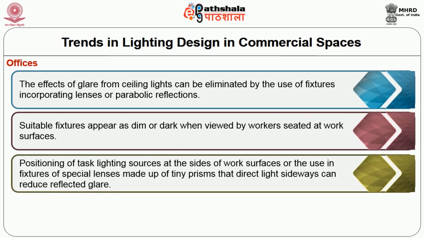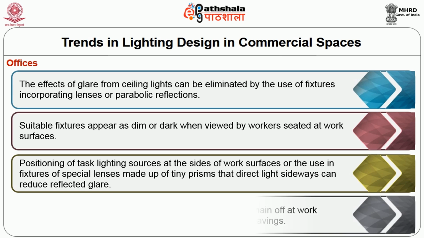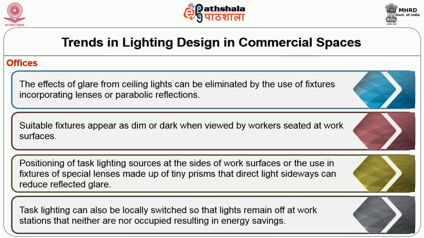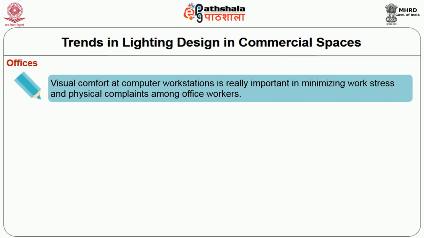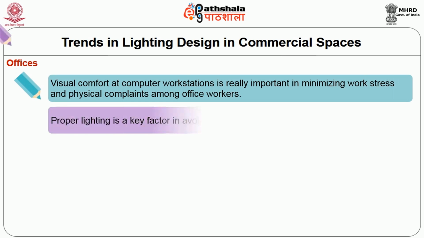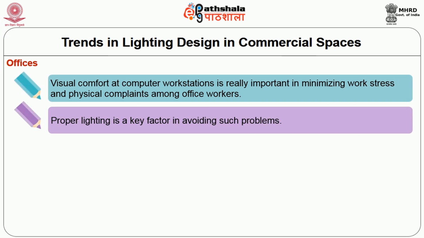Positioning of task lighting sources at the sides of work surfaces, or the use in fixtures of special lenses made up of tiny prisms that direct light sideways, can reduce reflected glare. Task lighting can also be locally switched so that lights remain off at workstations that are not occupied, resulting in energy savings. Visual comfort at computer workstations is really important in minimizing work stress and physical complaints among the office workers. Proper lighting is a key factor in avoiding such problems.